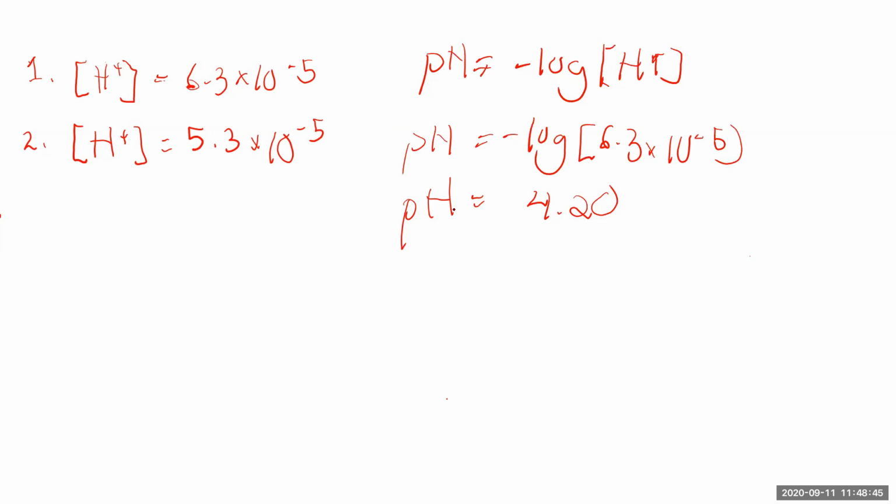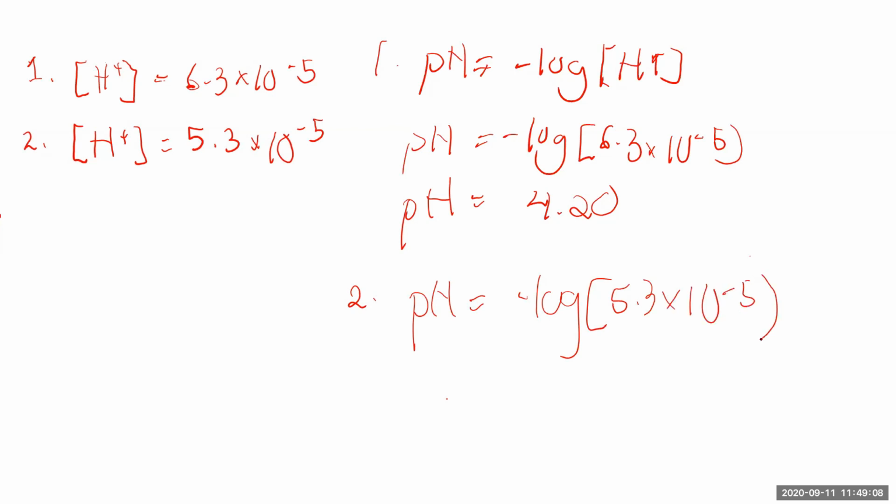Now for number 2, we use the same solution. This is for number 1. For number 2, same formula. So we have pH is equal to negative log of, let's say, 5.3 times 10 raised to the power of negative 5. Then we have the answer 4.28. So that's how we calculate the pH.